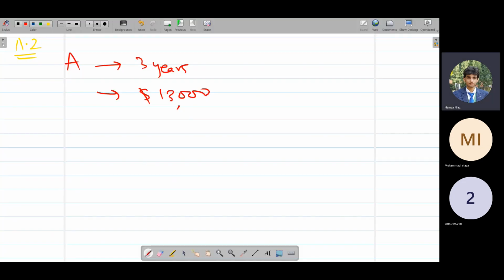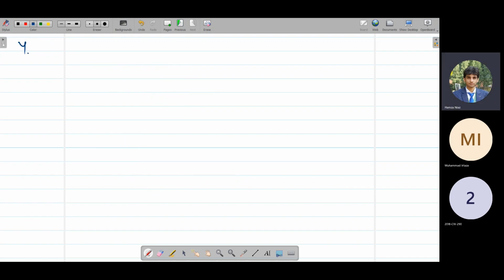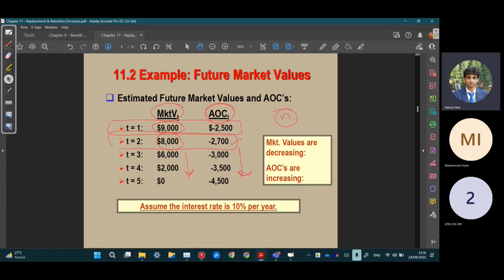For example, first we have to calculate it for all years. For example, for year 0, they are saying that its current market value is 13,000. So if we replace now, we would get 13,000 rupees. So for year 0, it's directly given that if we replace now, immediately we'll get 13,000. That's fine. Then we have to find it for year 1. For year 1, they are saying that the market value is 9,000 and annual operating cost is 2,500.